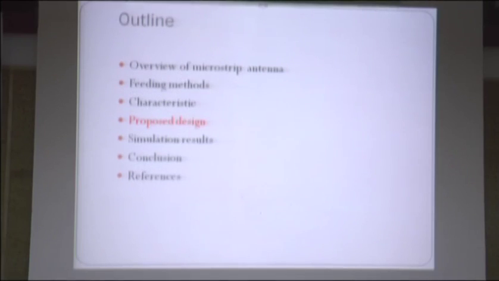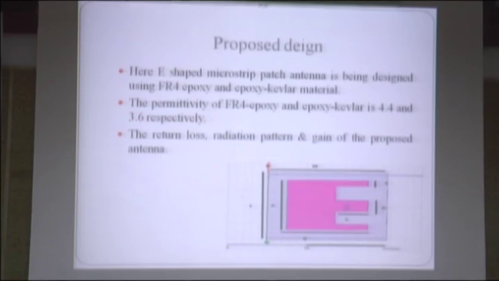Proposed design, which I am designing. I am designing this type of patch antenna, and I am using a coaxial feed in this design. After that, I am changing two dielectric substrates. One is FR4 epoxy and the second is epoxy Kevlar. FR4 epoxy has permittivity 4.4 and epoxy Kevlar has 3.6. And now I am measuring the gain, radiation pattern and return loss due to these material changes.